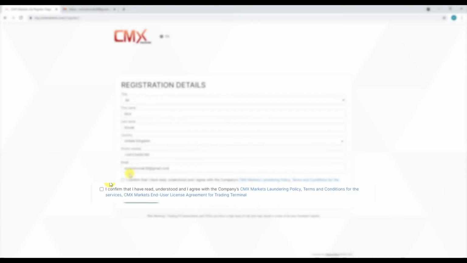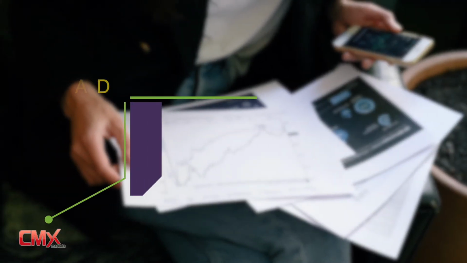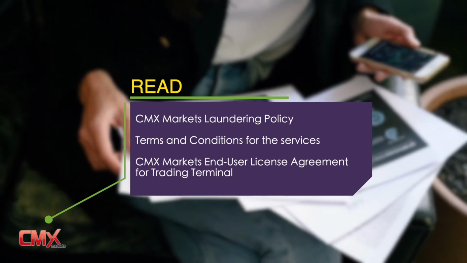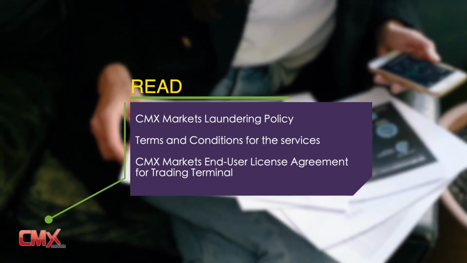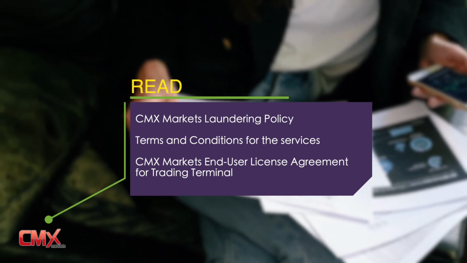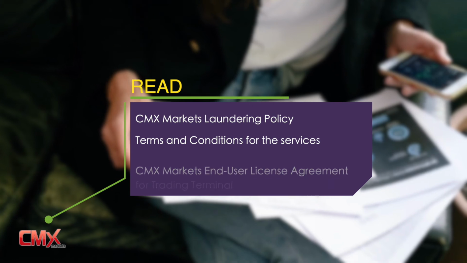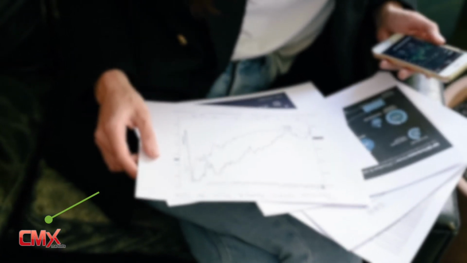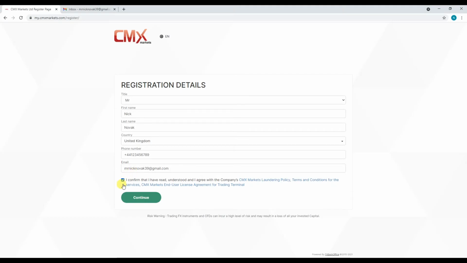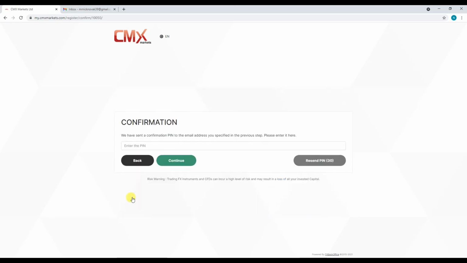The first one, CMX Markets anti-money laundering policy. The second one, terms and conditions for the services, and CMX Markets user license agreement for the trading terminal. If you agree with the information given in these documents, click I agree and move on. The next step will be receiving the email with the PIN number.